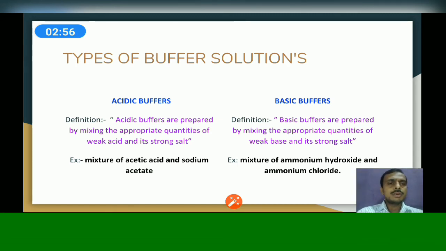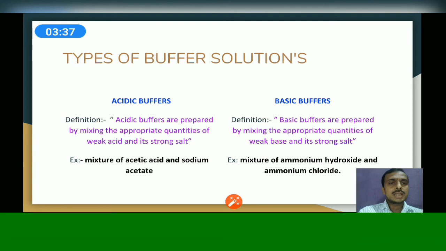Similarly, basic buffers are prepared by mixing the appropriate quantities of weak base and its salt with a strong acid. This is the example of basic buffers: mixture of ammonium hydroxide and ammonium chloride. Now see in the basic buffers, which is a mixture of ammonium hydroxide and ammonium chloride, ammonium hydroxide is a weak base and ammonium chloride is a salt. And we know that ammonium hydroxide, which is the weak base, partially ionizes, and ammonium chloride, which is a salt, completely ionizes.